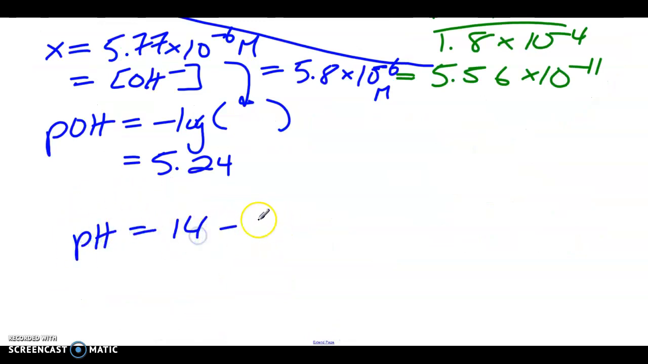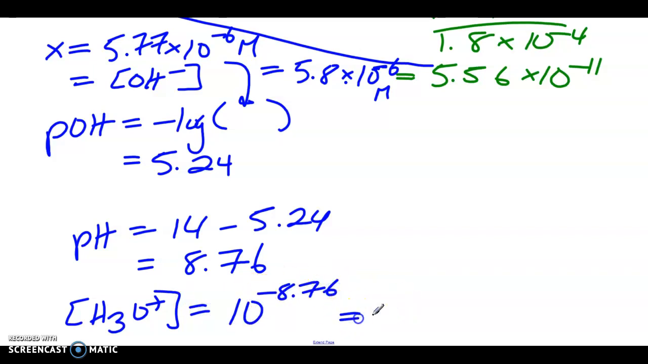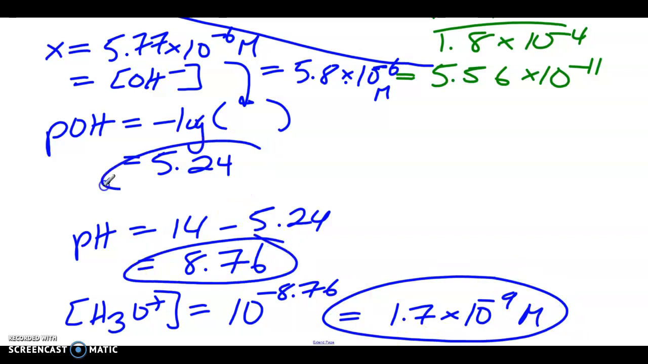pH, we know 14 minus that, which will give us 8.76, right? 2 decimal points. And then because we have that, we can get the hydronium. You could also find the hydronium by doing the Kw expression with the hydroxide. There's multiple ways. If you go back to your pH, pOH lesson, right, remember there are multiple ways of determining these variables. As long as if you have one of them, really you can determine any of them.